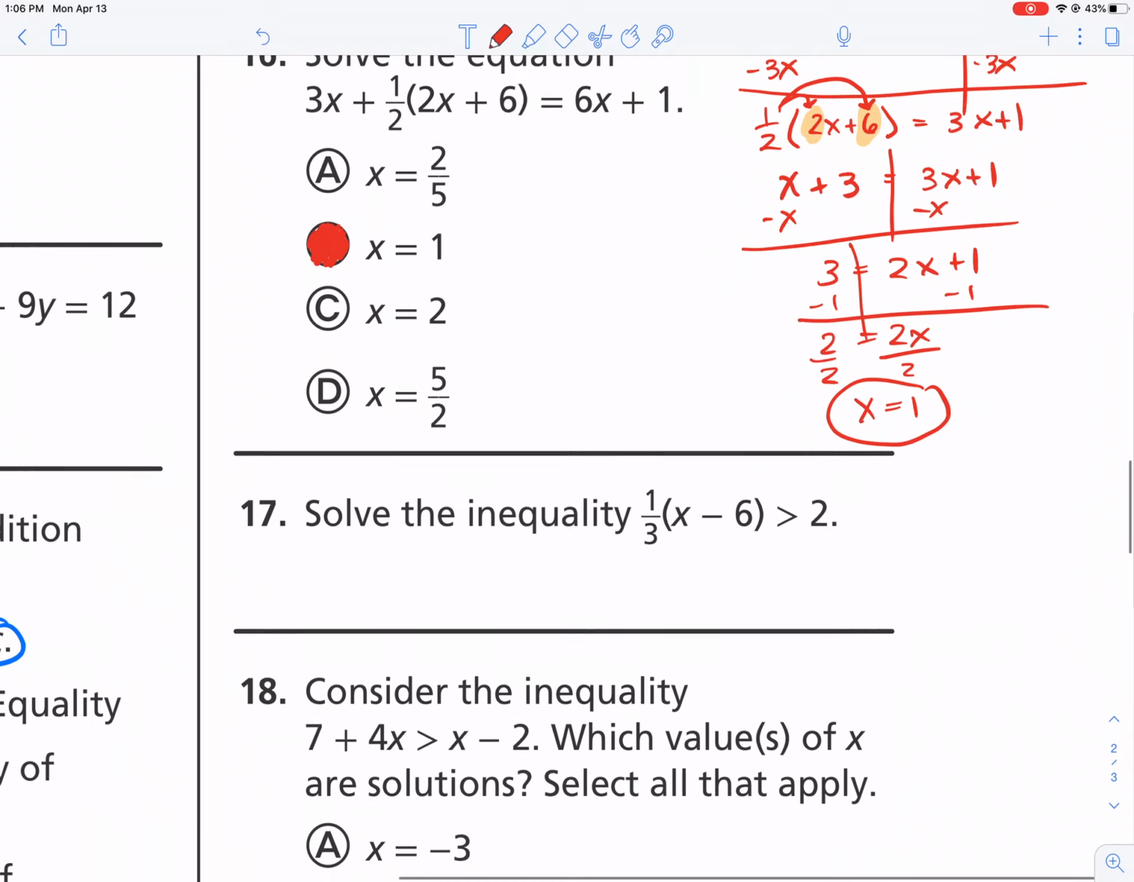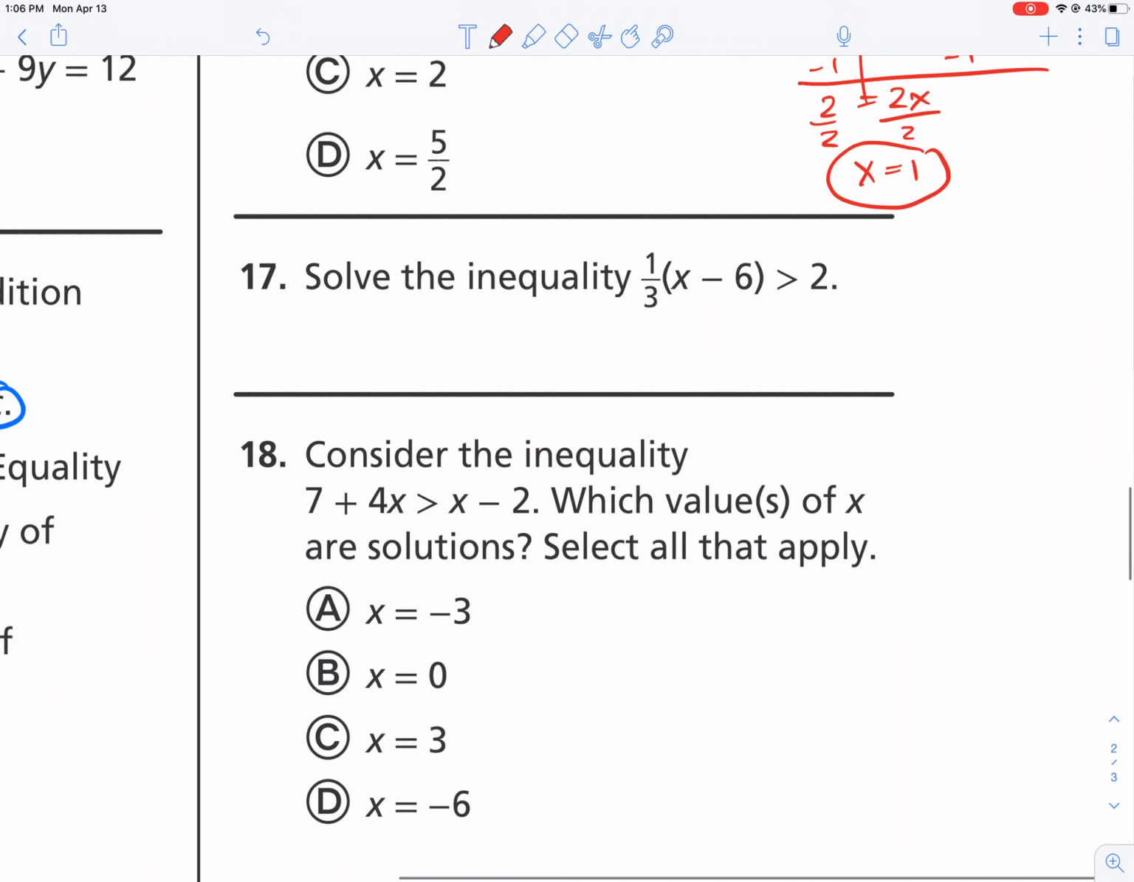All right, 2 more. Here we go. Number 17. This is when we're going to deal with inequality. So we got to solve that inequality. It's just a fancy way for saying get the x by itself. But instead of having an equal sign, we're going to have an inequality sign. So we need to remember our things about multiplying or dividing by negatives. So in this case, we could go through and distribute the 1/3, but it's not going to make our life any easier. So let's get rid of the 1/3.